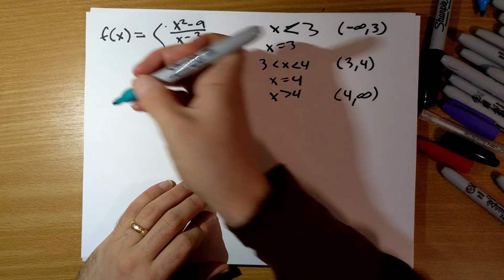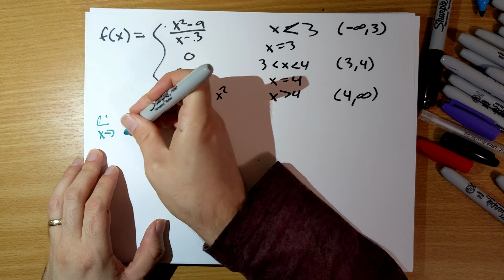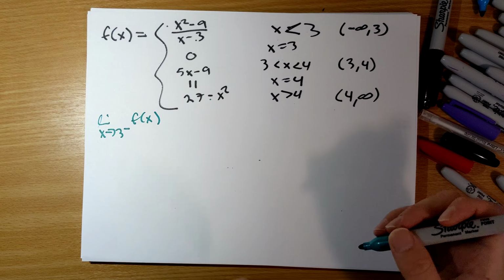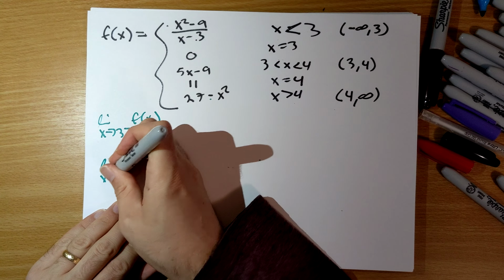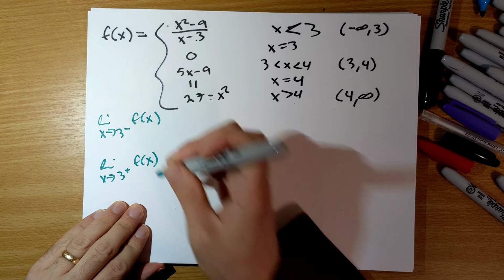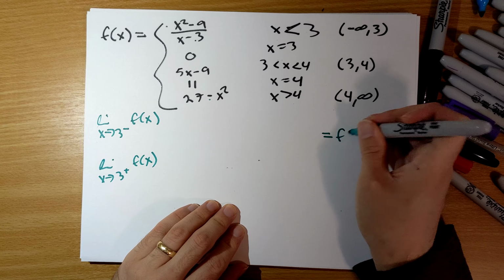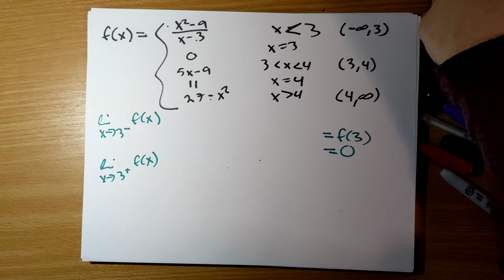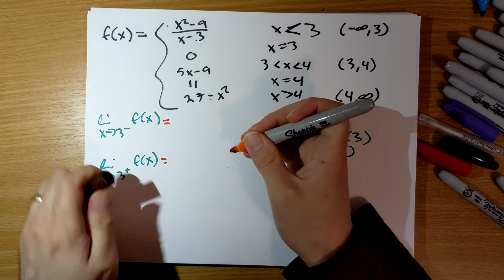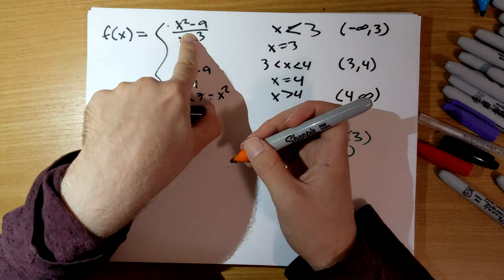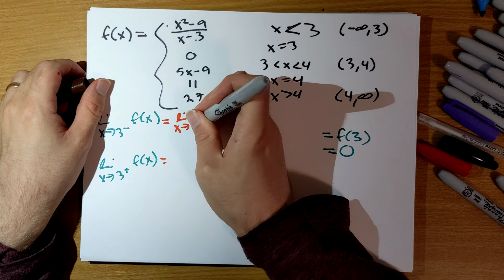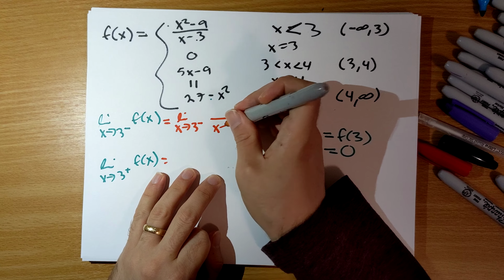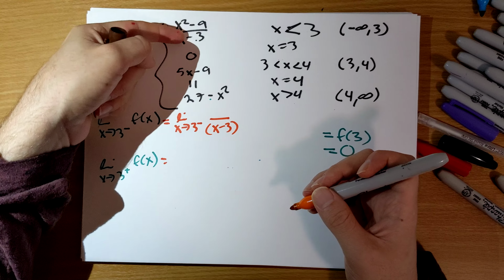Okay, at 3, what do we need to do to see that this is continuous? The limit as x goes to 3 from the left of f of x needs to equal the limit as x goes to 3 from the right of f of x, and that needs to equal f of 3 itself, which is 0. Okay, so what do we get here? X is coming to 3 from the left. We are less than 3 here. Limit as x goes to 3 from the left of (x squared minus 9) over (x minus 3). So when we plug in 3 into this, we'll get 0 over 0.